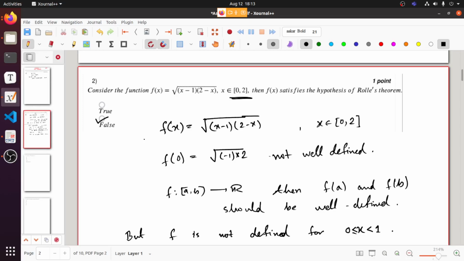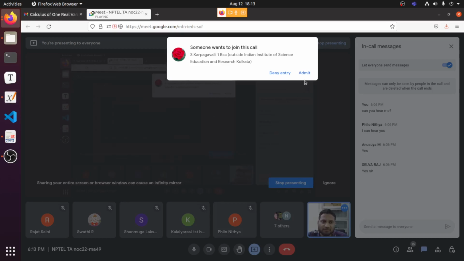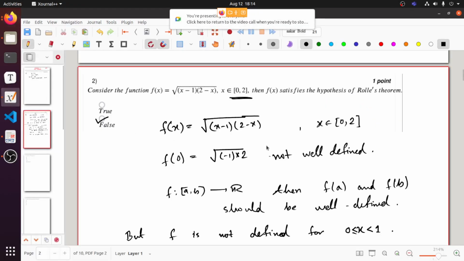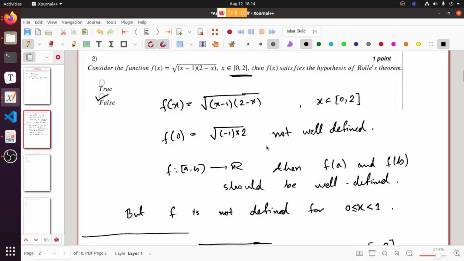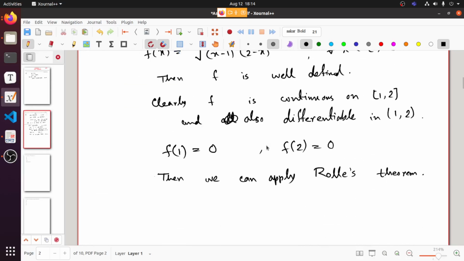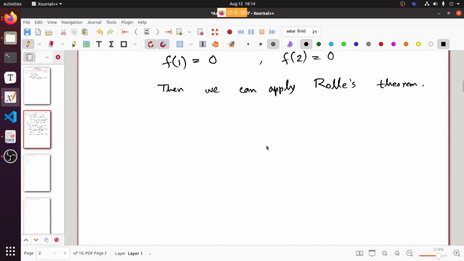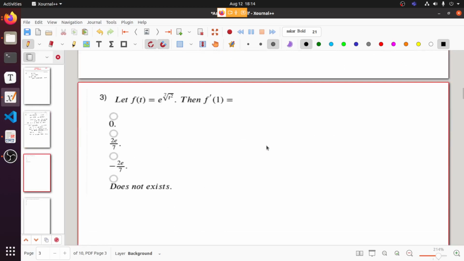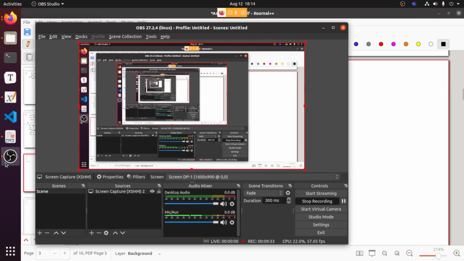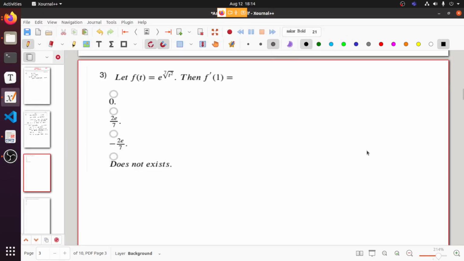F of 1 is not well defined, right? And also we cannot talk about the continuity and differentiability in between 0 and 1. So 2 is false. Okay, so this is done. Any question with this? Okay, if not, then move to the next question. So now move to question number 3.